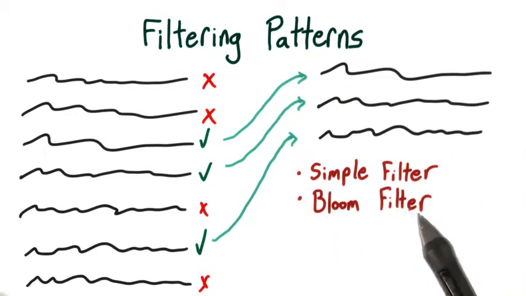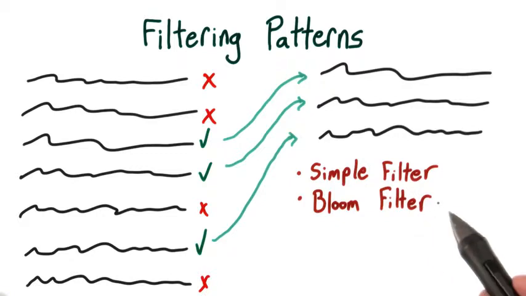There's a Bloom filter, which we're actually not going to talk much about, but it's worth knowing about, because this is a much more efficient probabilistic filter that comes with some trade-offs, and you should check out the instructor notes if you want to read more.